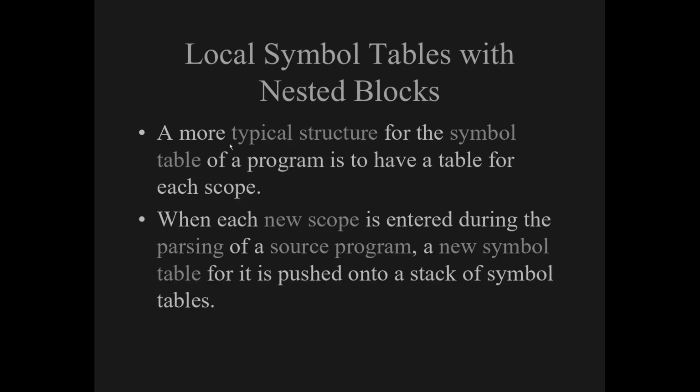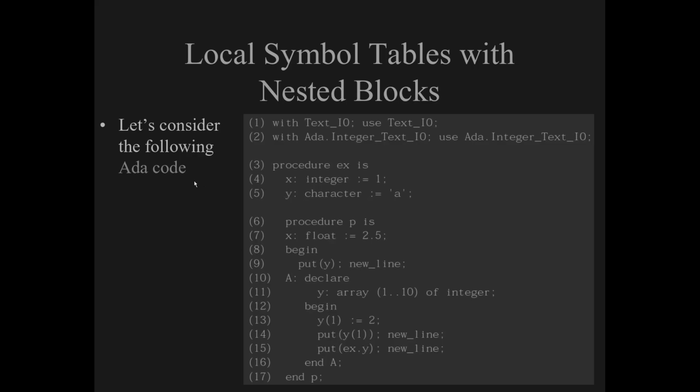A more typical structure for the symbol table of the program is to have a table for each scope. When each new scope is entered during the parsing of a source program, a new symbol table for it is pushed onto a stack of symbol tables. Okay. Local symbol tables with nested blocks. Let's consider the following Ada code.